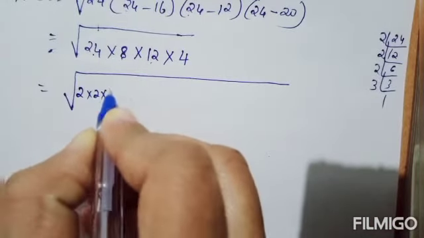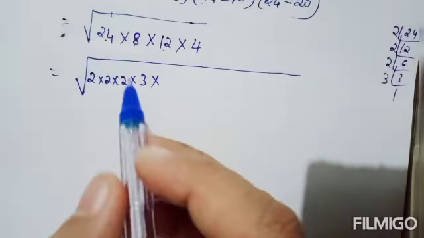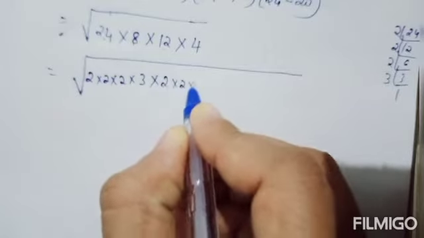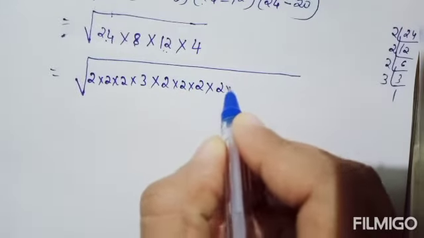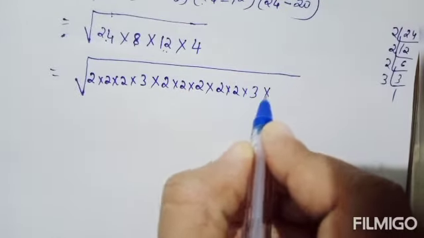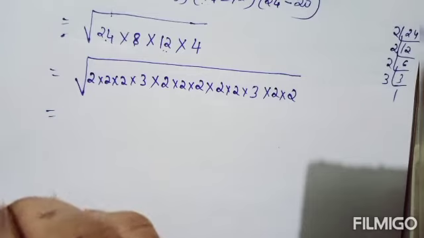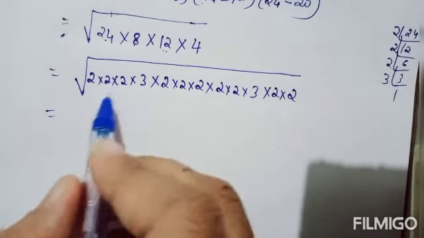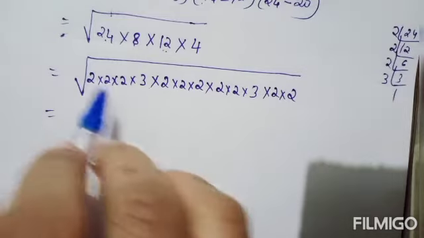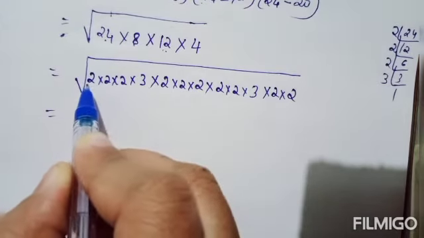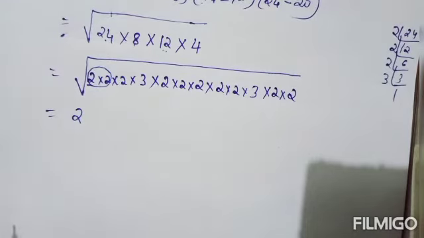2 into 2 into 2 into 3, into next 8. 8 it is 2 into 2 into 2. Okay, into 12 it is 2 into 2 into 3, into 4 it is 2 into 2. Okay, now you can pair. If a number is coming 2 times, you can take 1 time outside the root. Okay, so here 2 times 2 is coming, so 1 time you can take that 2 outside.